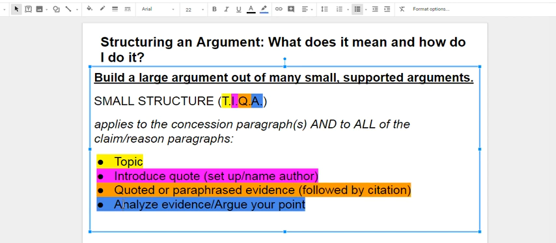And then finally, and this is a very important part that students tend to rush through, you have to analyze that evidence that you just gave your reader and argue your point. Connect that evidence back to the point that you're making. So that is the structure, TICA: topic, introduce quote, quote, analyze slash argue, TICA, okay?